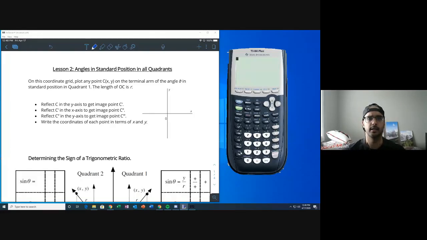Okay, today we're going to talk about angles in standard position, but for all four quadrants. Last time we only talked about standard position, and those angles always ended up in quadrant one. Today we've got to deal with all of the other quadrants as well.